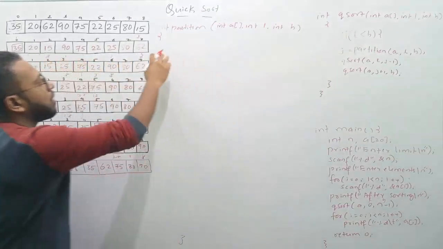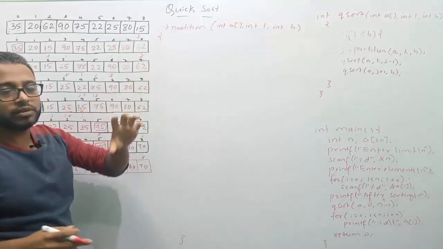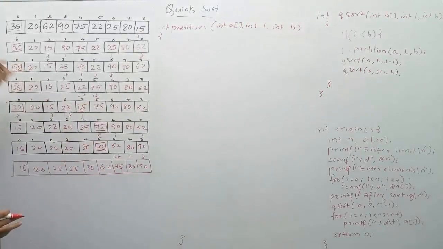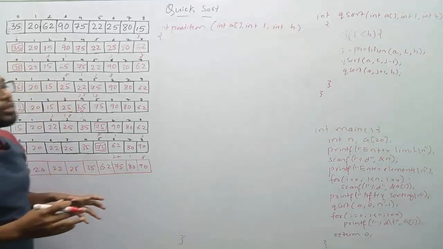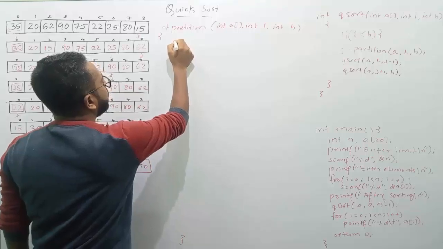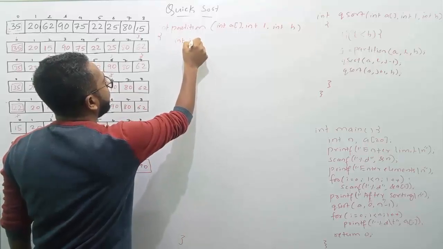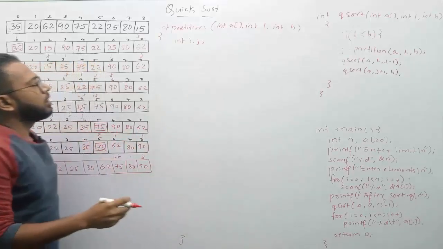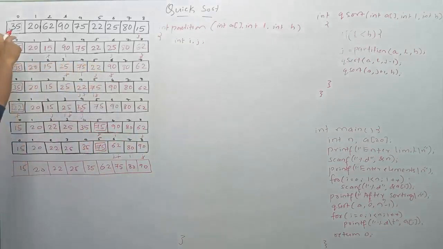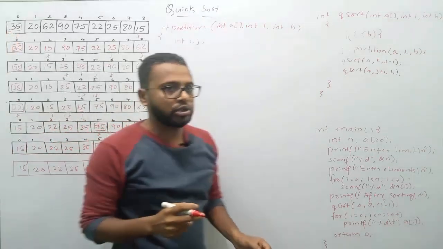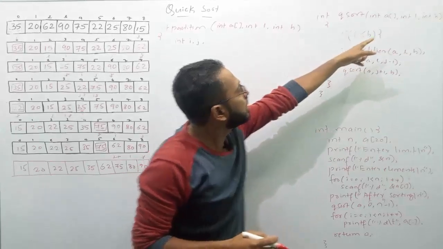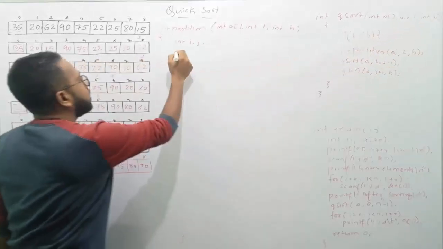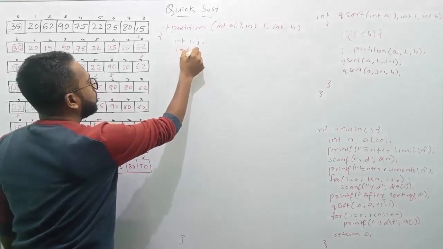Now let us come to this partition function. As I have said, the role of this partition function is to bring the pivot element into its sorted position. First we need to assume a few things. We need to first consider a few variables, int i and j. We need to point i to the first location of this array. The first location of the array is stored inside the variable low, so I will pass the value of low to i.